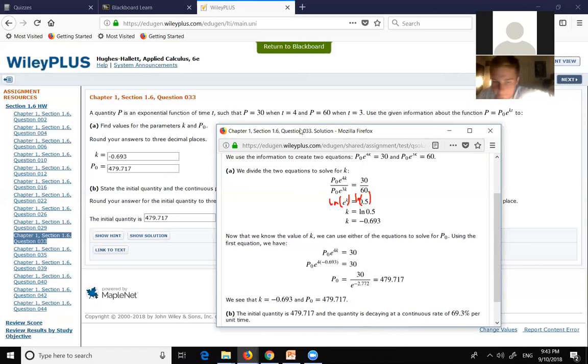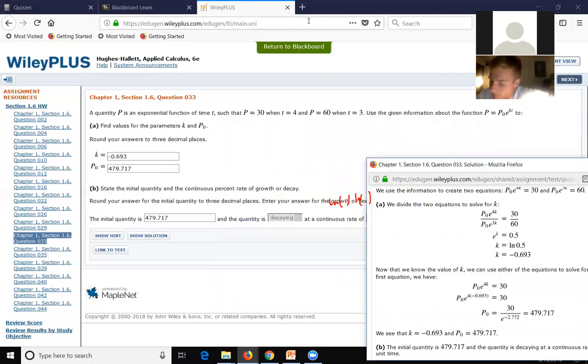Does that make sense to you? Okay. And again, let me clear the drawing. And then the initial value should be the P naught. Again, the same P naught.